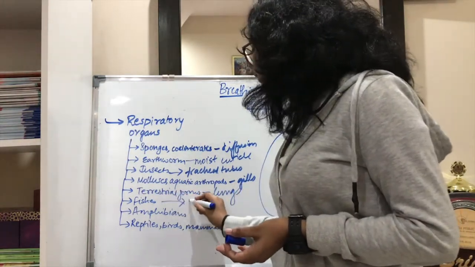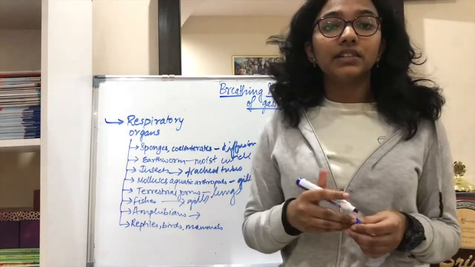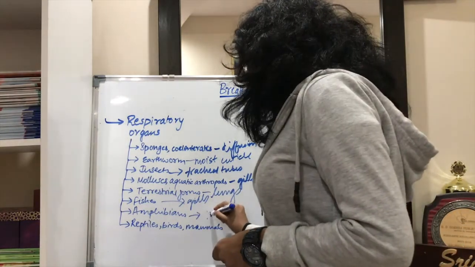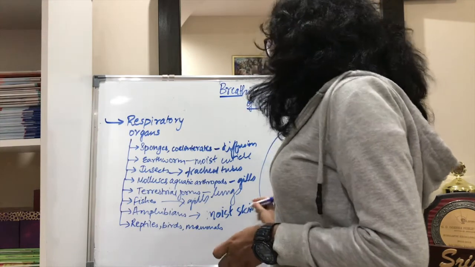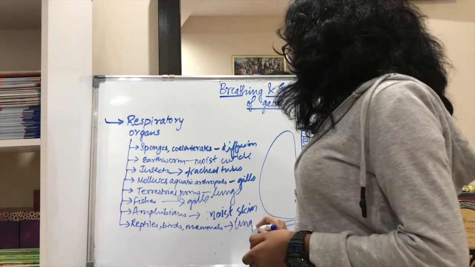Fishes, as we all know, they have gills. Amphibians can either breathe through their lungs or they can use their moist skin. And again, reptiles, birds and mammals like us, we use our lungs.